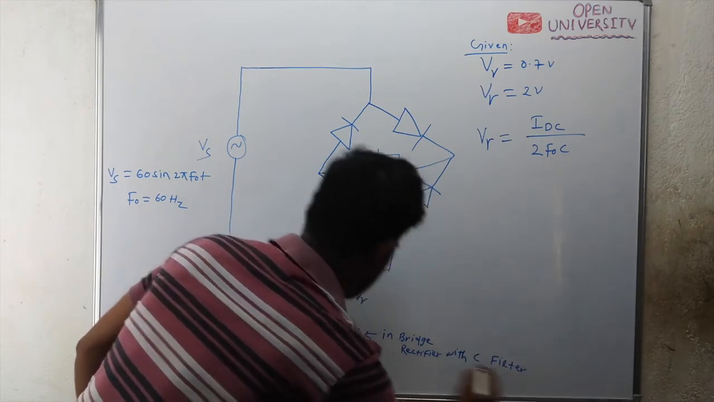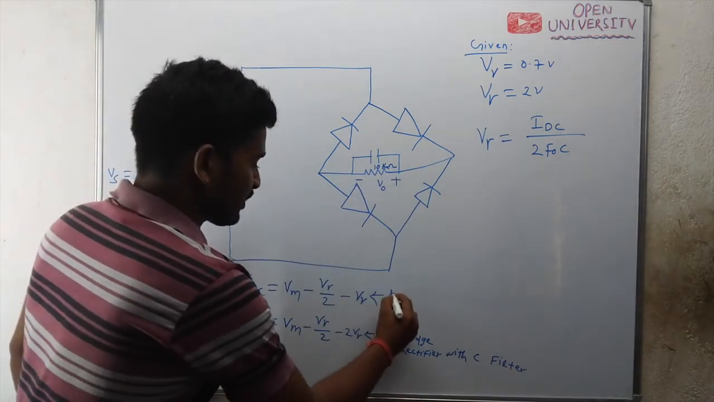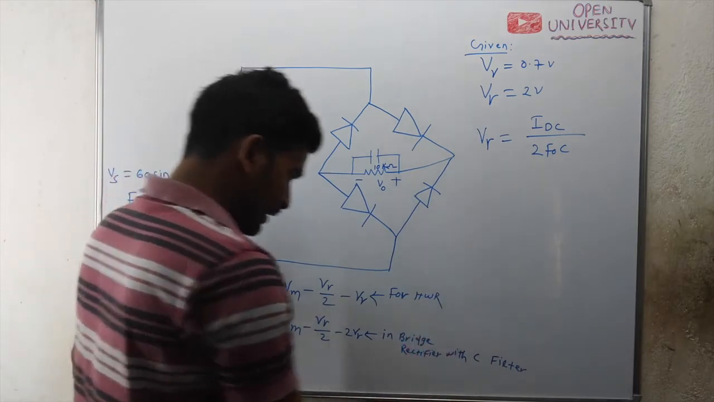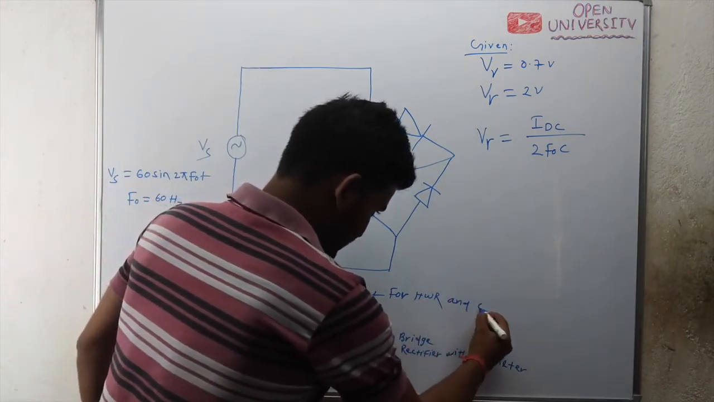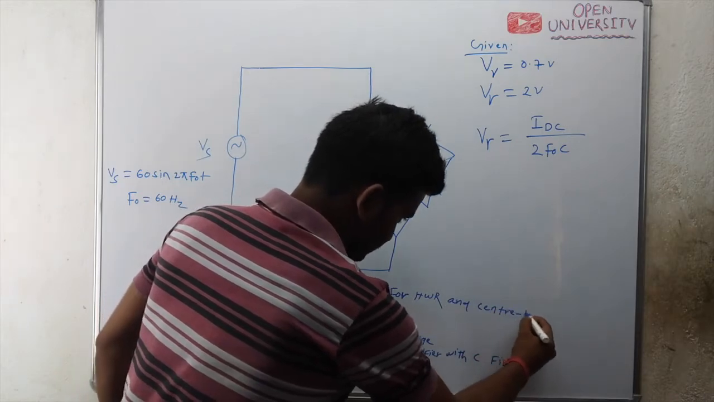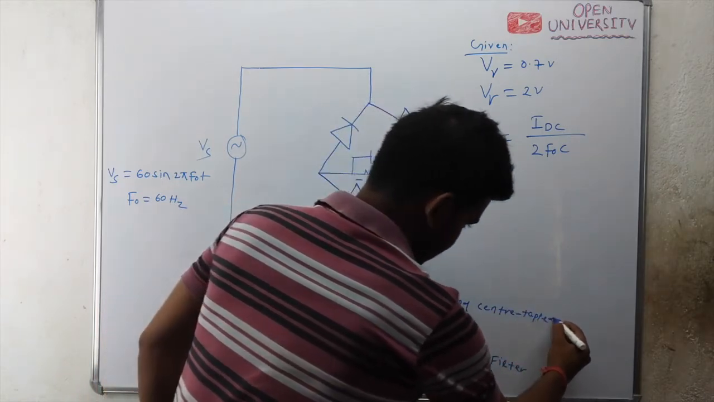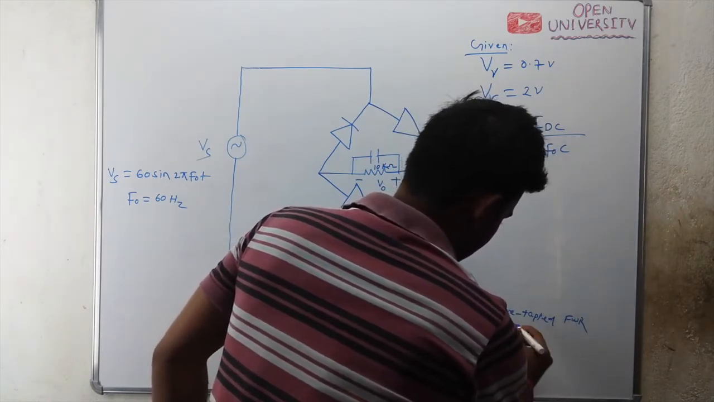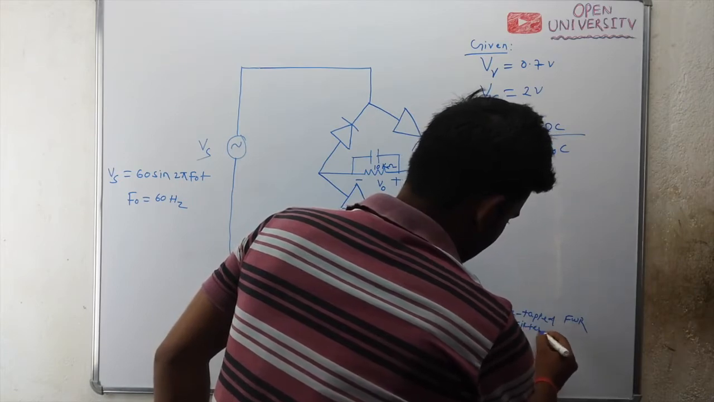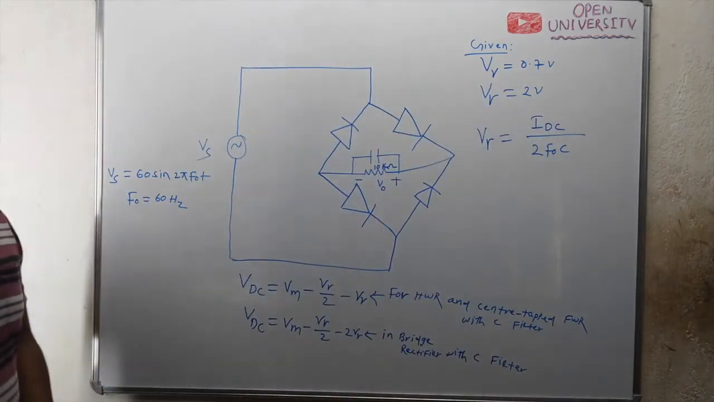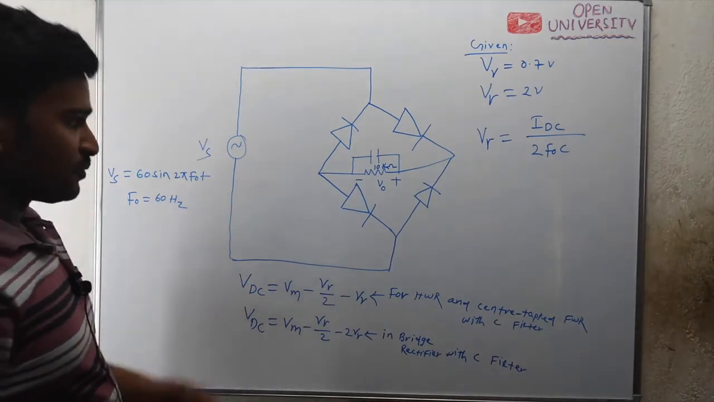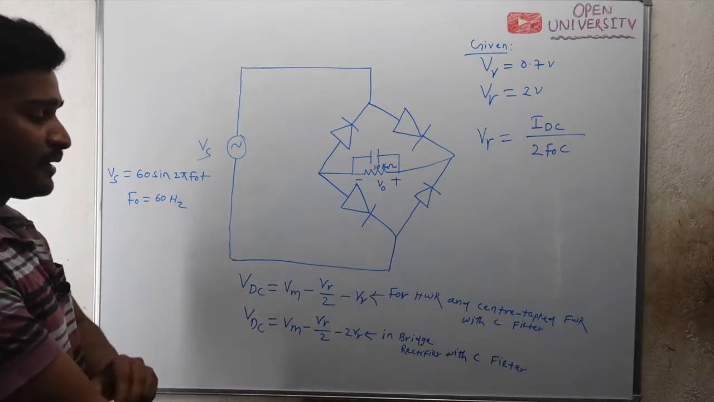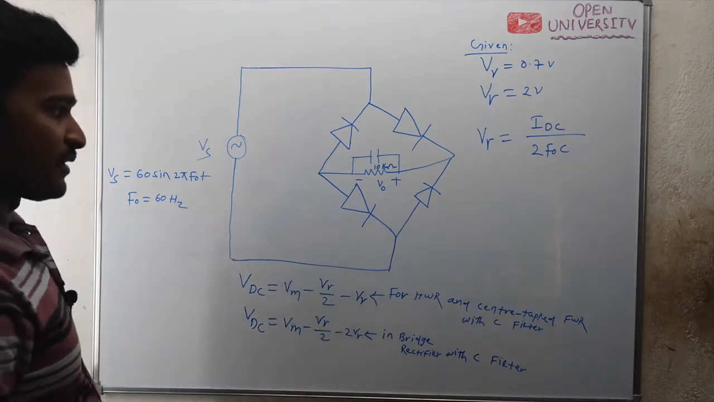This formula will be used for bridge rectifier, and the other formula is for half wave rectifier and center tapped full wave rectifier with capacitor filter, because certain voltage will drop across the diode. So the DC output voltage will be Vm minus VR by 2 minus V gamma in case of half wave rectifier, and minus 2 V gamma in case of bridge rectifier.